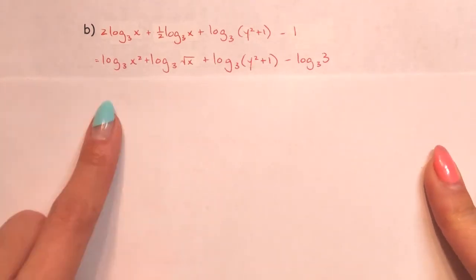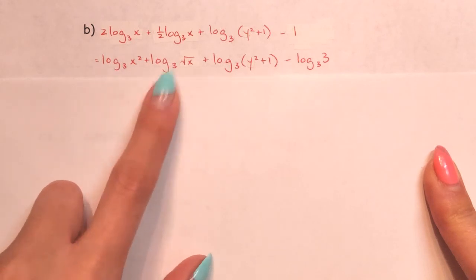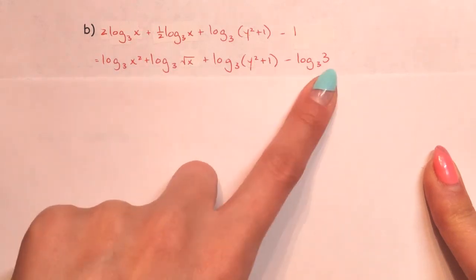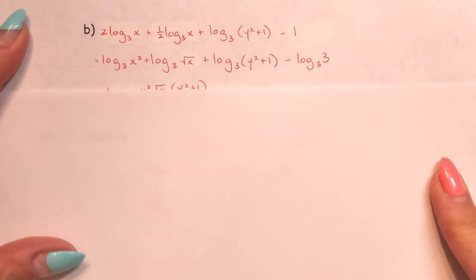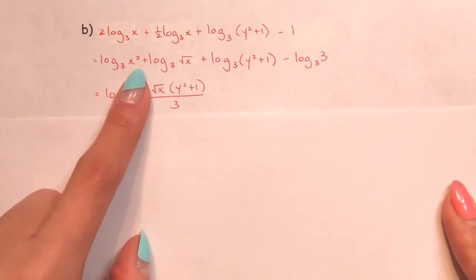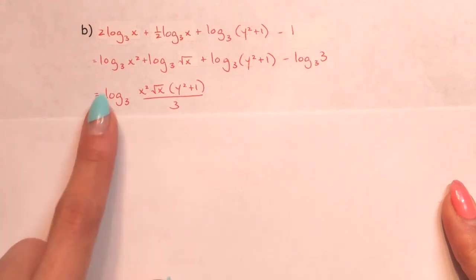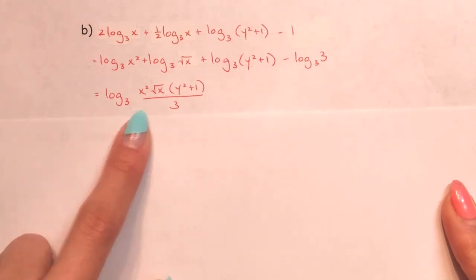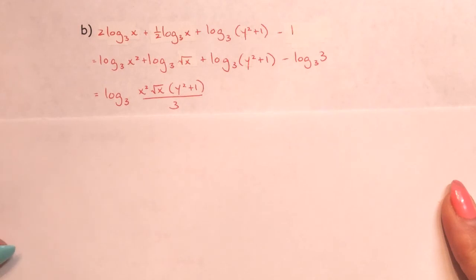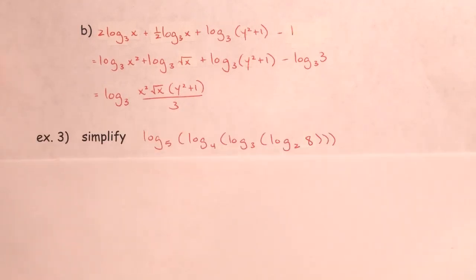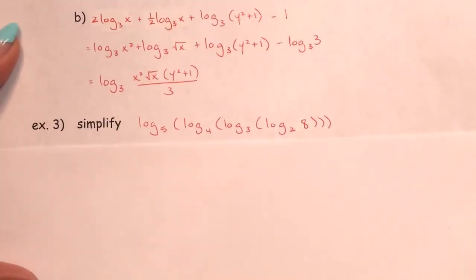All right, now I have this plus this plus this minus this. All right, I think that's just a one-stepper, right? X squared times root X times this all over 3. It starts with an L, it's a log of a quantity. We're done. Okay, simplify. What do you do first?